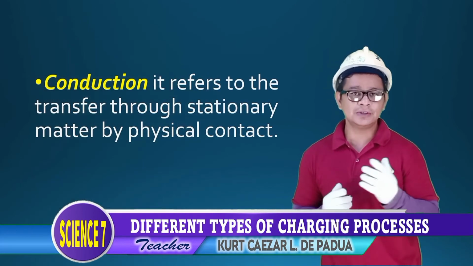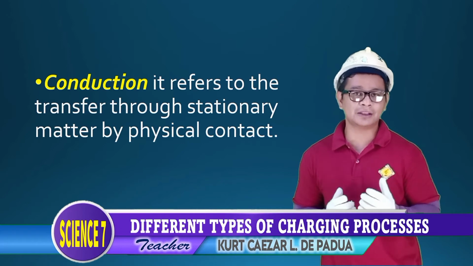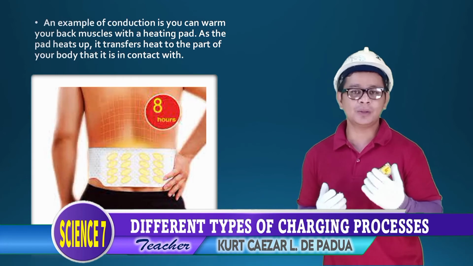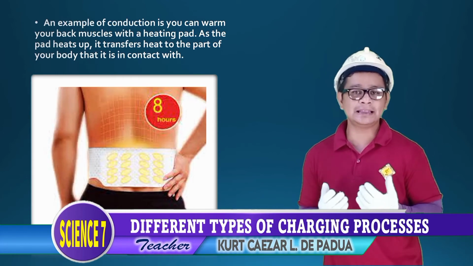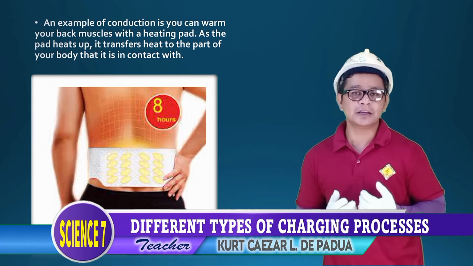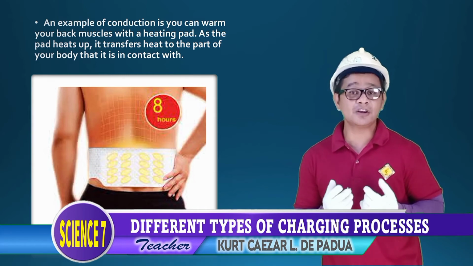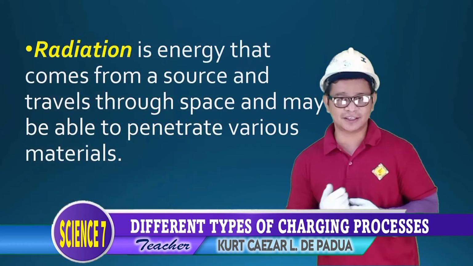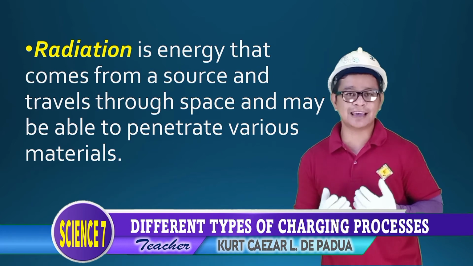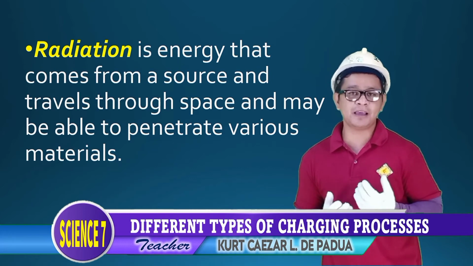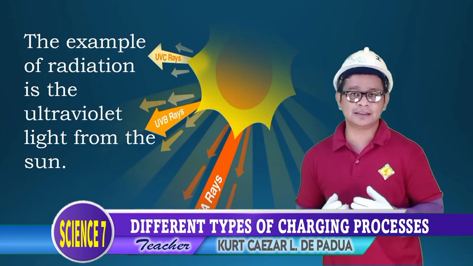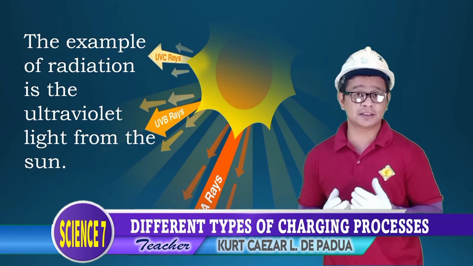Conduction refers to the transfer through stationary matter by physical contact. An example of conduction is you can warm your back muscles with a heating pad. As the pad heats up, it transfers heat to the part of your body that is in contact with it. Radiation. Radiation is energy that comes from a source and travels through space and may be able to penetrate various materials. An example of radiation is the ultraviolet light from the sun.